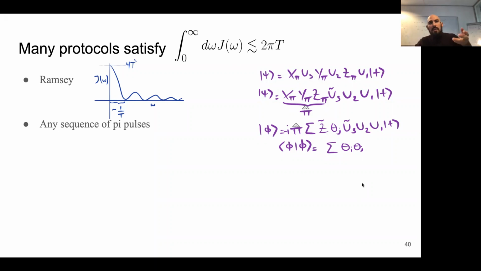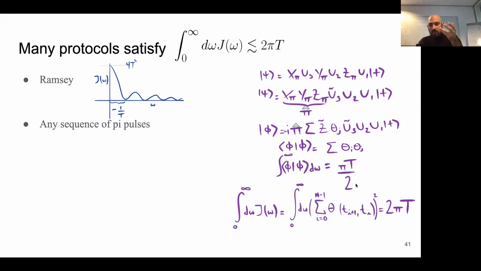And like I told you, the thetas are orthogonal when you integrate them over frequency. And then you just end up with the diagonal terms. The square of these theta terms, when integrated, is proportional to time. So you end up with 2πt. This argument generalizes to any sequence of π pulses, and you end up with 2πt if you're on the equator.